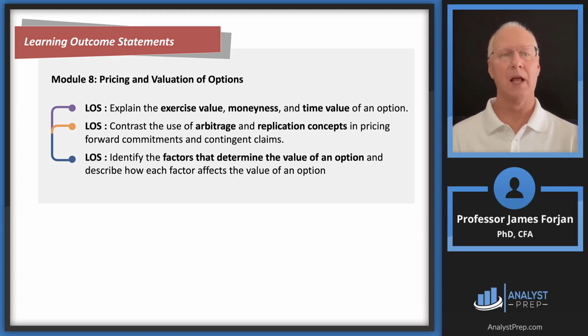So just 3 LOSs in this module. We'll talk about exercise value, and the beginning of the reading also uses the term intrinsic value, so you can use those two terms interchangeably. Moneyness, time value. Time value is going to be really, really important, especially when we get to level 2 and we introduce some other kinds of option pricing models. And then, as you can imagine, in almost all of our derivative conversations, we need to talk about arbitrage.